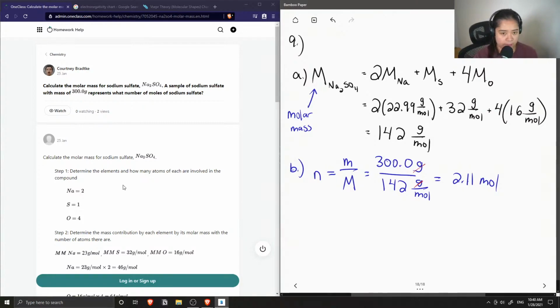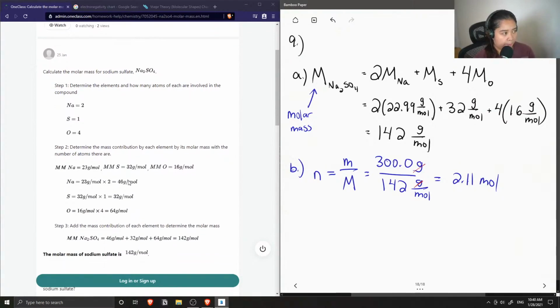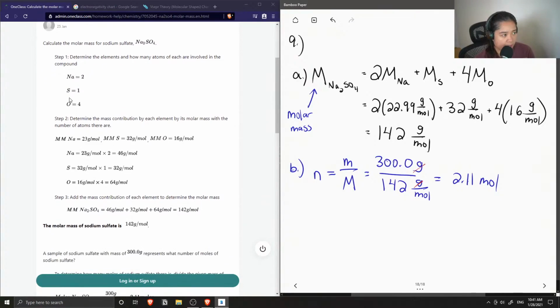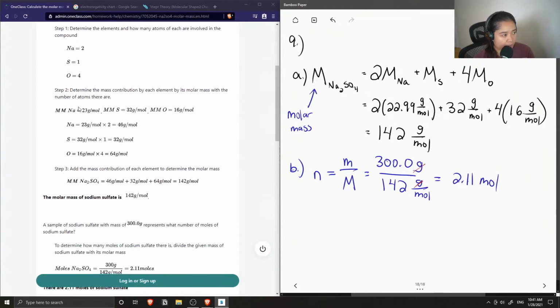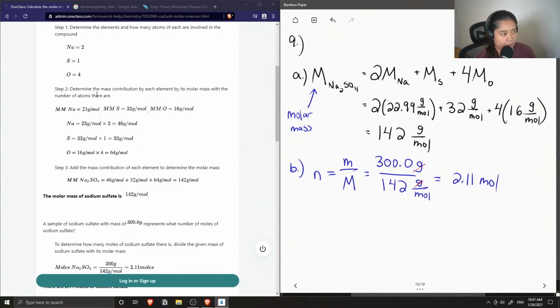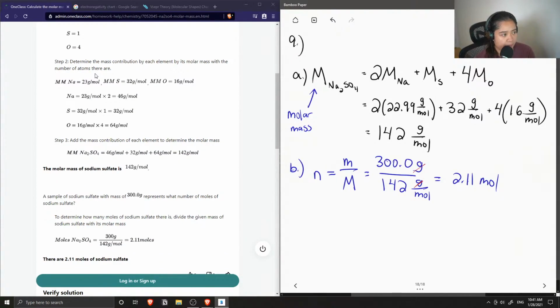Okay, so now let's see what the junior tutor said. First, they calculated the molar mass of sodium sulfate. They determined the elements and how many atoms of each are involved in the compound. So there's 2 sodium atoms, 1 sulfur atom, and 4 oxygen atoms. Step 2 was to determine the mass contribution by each element by its molar mass with the number of atoms there are. So they summed up all the different molar masses of the elements, and then they multiplied it by however many atoms there are.